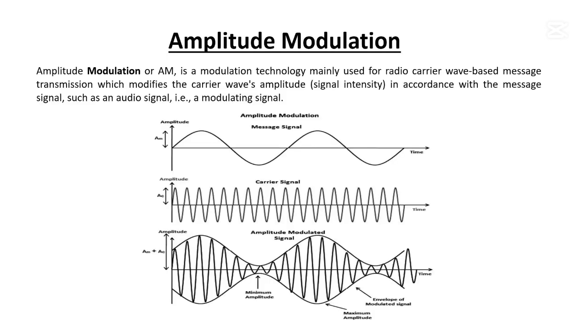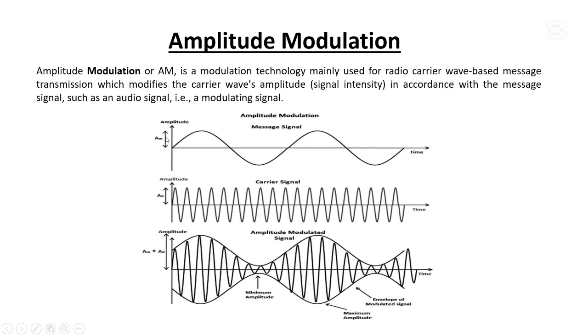What is amplitude modulation? Amplitude modulation is actually a technology which mainly uses a radio carrier wave to carry messages and transmit them over a modified signal. Let's understand the concept actually.